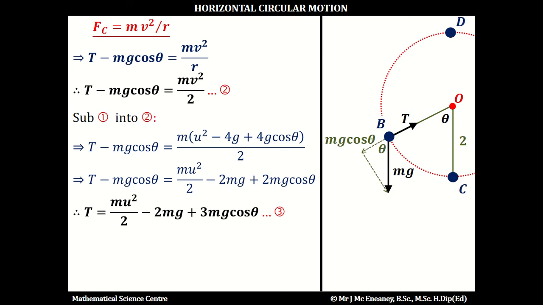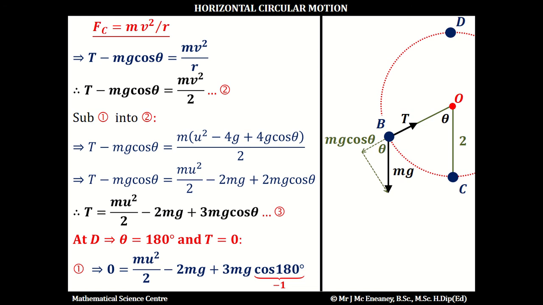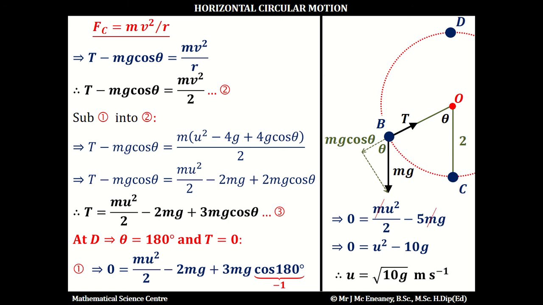Now if the particle just reaches the point D, the minimum value of u would occur when the value of T is 0, there's no tension, and the angle theta is 180 degrees. So at the point D, theta is 180 and the tension T equals 0. So if we substitute in 0 for T and 180 for theta, we get 0 equals mu squared over 2 minus 5mg. And multiplying across by 2 and the m's cancel, you get 0 equals u squared minus 10g, and this means then the initial velocity u is root 10g meters per second.